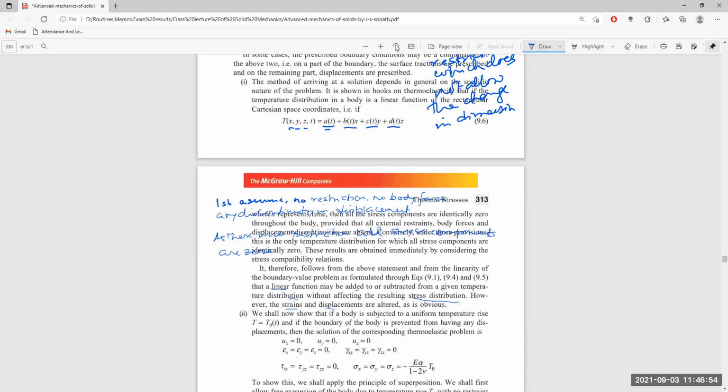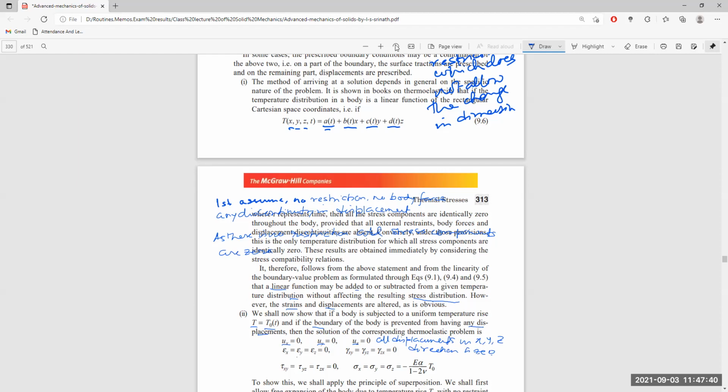We shall now show that if a body is subjected to uniform temperature rise, T is equal to T0 into t, means in course of time the temperature is changing in a certain period of time itself, and the boundary of the body is prevented from having any displacement itself. So what is that? There is no displacement. So all the displacements in x direction, y direction, and z direction are zero.